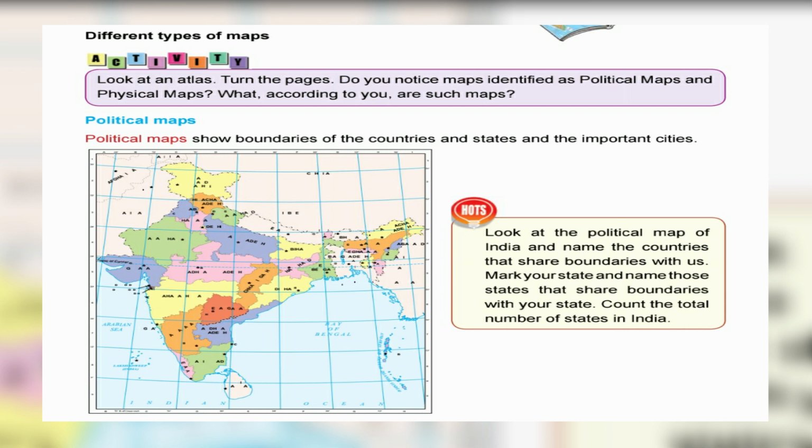Here are hot questions, higher order thinking questions. See the yellow box. Look at the political map of India and name the countries that share boundaries with us. Mark your state and name those states that share boundaries with your state. Count the total number of states in India. The answer is the countries that share boundaries with India are Pakistan, Afghanistan, China, Bangladesh and Myanmar. The state in which we live is Karnataka. There are 29 states in India.